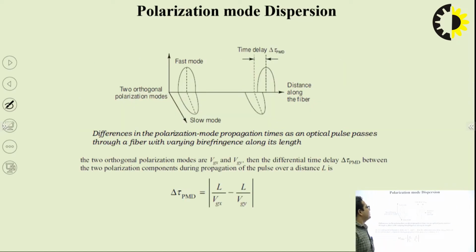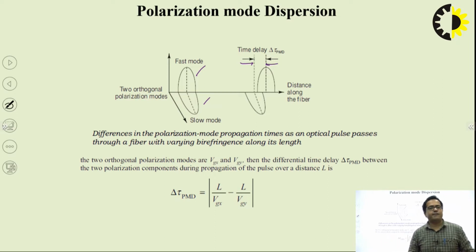With the help of this diagram, here we have two orthogonally polarized modes. Due to pulse broadening, what is happening? They are not arriving at the same instant of time. So there is a delay, which is known as delta tau PMD, that is, the delay of the polarization mode dispersion effect. PMD is polarization mode dispersion.